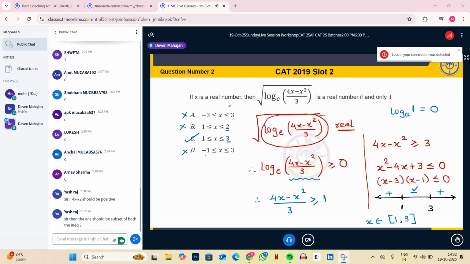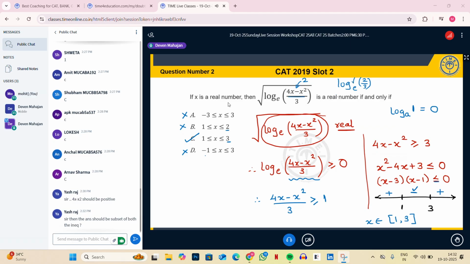Raj, see 4x minus x square पॉजिटिव होना ही चाहिए ऑफ कोर्स, बट वो 3 से ही बड़ा होना चाहिए ना. 3 से छोटा होकर कैसे चलेगा? If this number becomes something like 2, 2 is still positive, but वो 3 से छोटा हो गया, तो you'll get log of fraction, and log of 2 by 3 to the base e will be what? Will be negative, no?